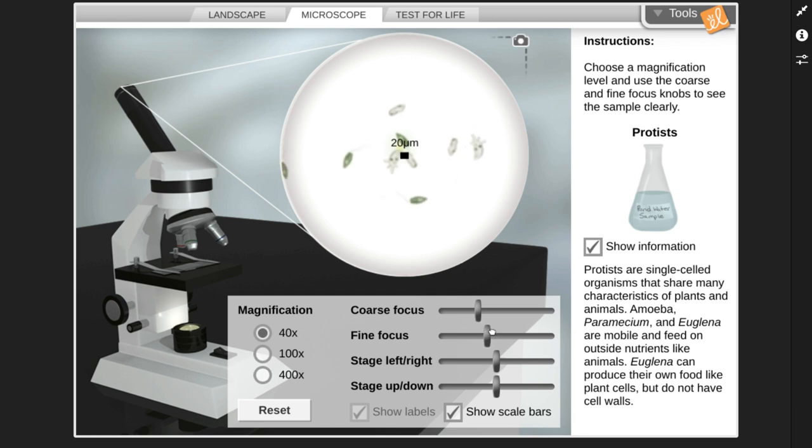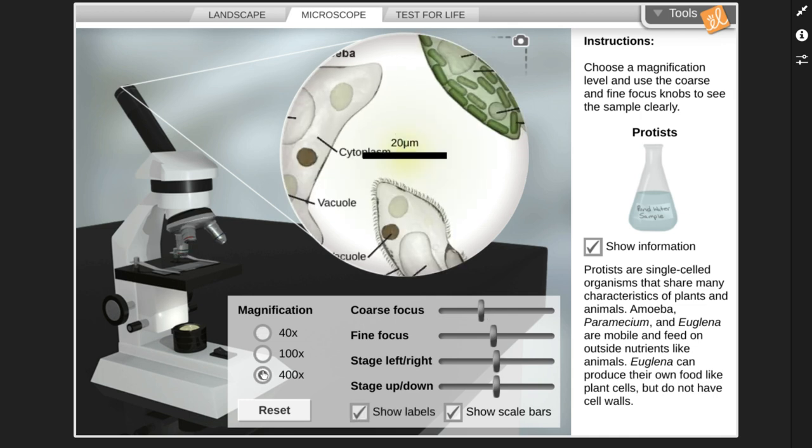And so I'm going to try the fine focus, but I don't think that's going to help me out. It still seems really blurry to me. So I'm trying to get that a little clearer. There we go. Now I'm going to magnify it a little bit more. Ooh, look at that. Okay.